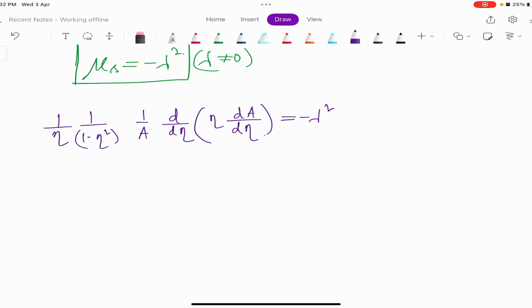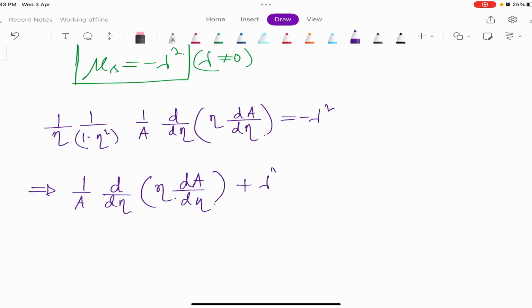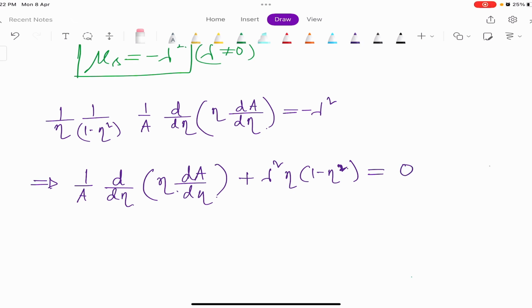Okay. So now if you solve this equation, this plus lambda square into eta into 1 minus eta square, that is equal to 0. Now this equation has a very complicated solution in terms of mathematics. So this cannot be solved in a very easy way.